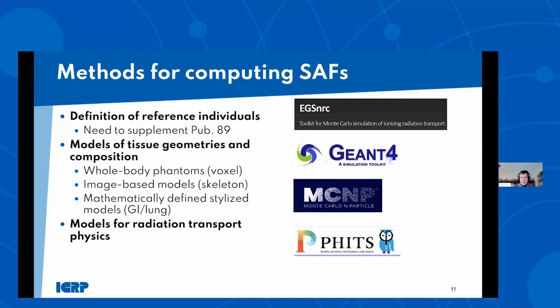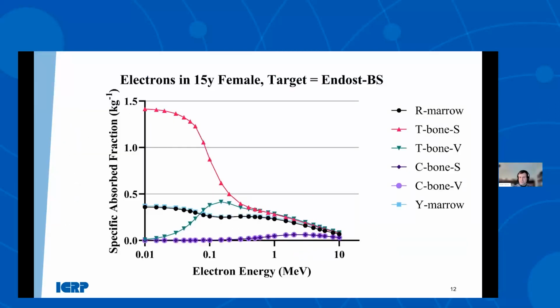Here's an example of what some of those 3 million plus SAFs look like. In this case, we're looking at the SAFs on the y-axis for electrons of varying energy emitted from different source regions within the skeleton. And what I've plotted is the target being the same for all of these data points, the endosteal bone surface. So these are examples of SAFs which came from the image-based skeletal model.